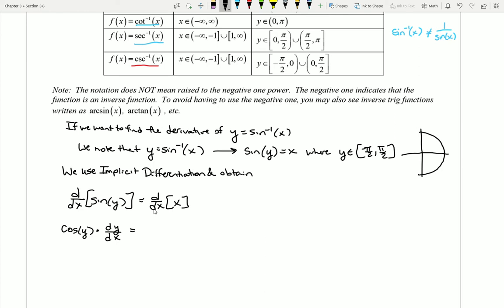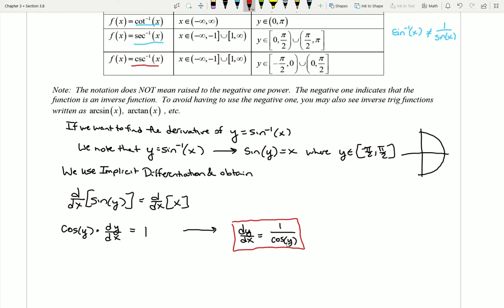On the other side of the equal sign, I just have the derivative of x, and so that's going to be 1. And so I can really quickly and easily see here that if I solve for dy/dx, my answer is going to just be 1 over the cosine of y. So far I can see that I've actually kind of done it. I found a derivative formula for the inverse sine function. The derivative is 1 over the cosine of y.